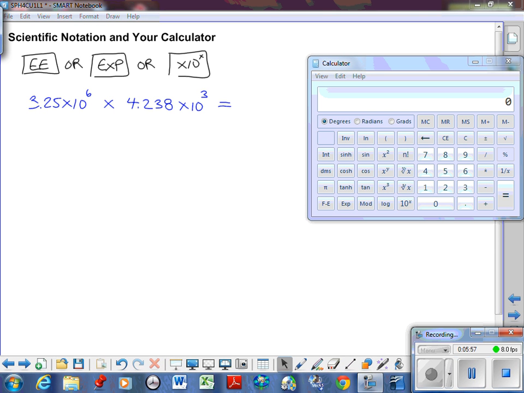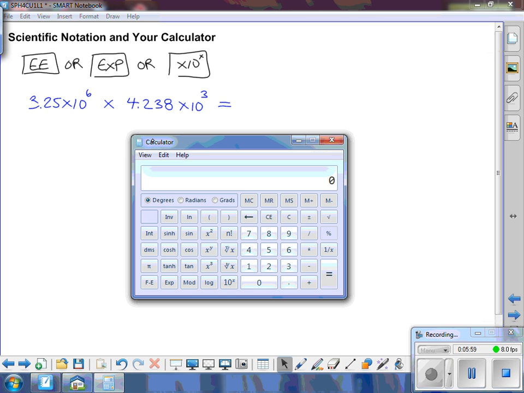Your calculator will do this for you. I'm going to use the Windows calculator, but it works with any calculator. You'll see that there's a 10 to the X button and there's an EXP button. Both of those buttons look similar, and people tend to use the 10 to the X one, but that's not the right button to use here. The button we want to use is the EXP button. So that's where we are going to start.